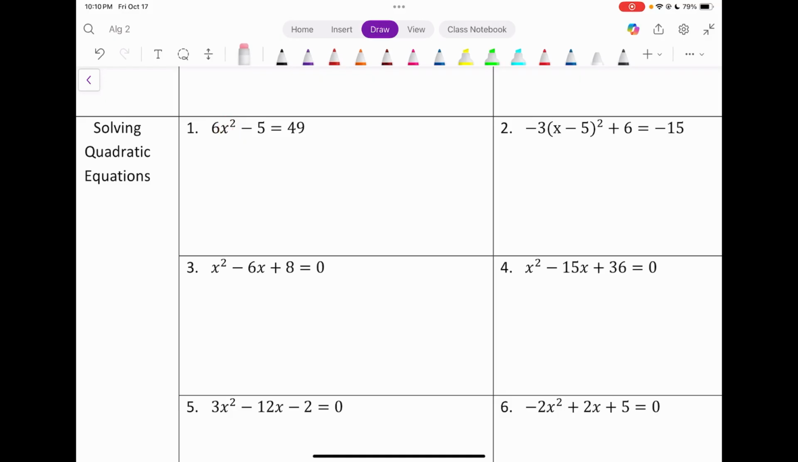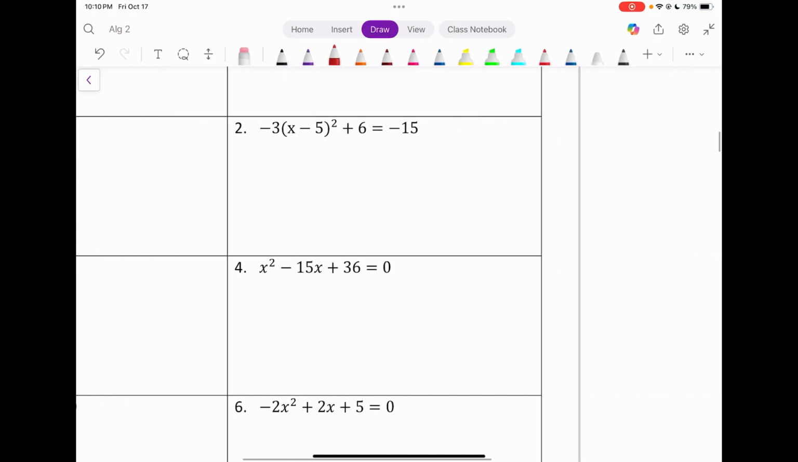We're going to get rid of minus 5 by adding 5. So 6x squared is 54. We're going to get rid of times 6 by dividing by 6. We're going to get rid of squares by doing the opposite. The opposite of squares, we got to be cautious. The opposite of a square is actually plus and minus the square root. So our answers are a positive or a negative 3.